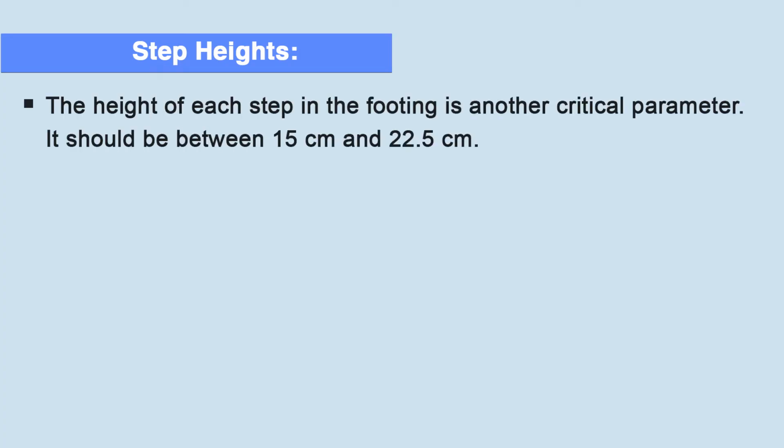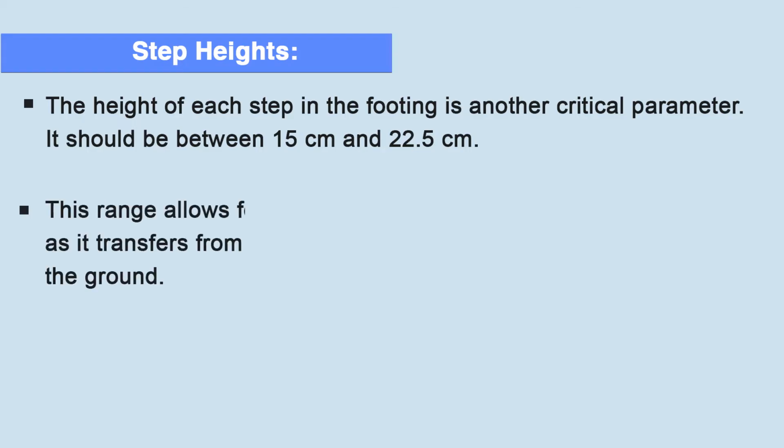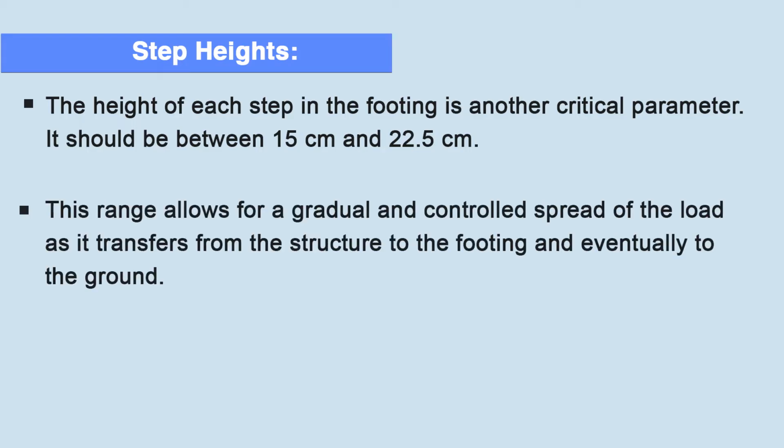The height of each step in the footing is another critical parameter. It should be between 15 cm to 22.5 cm. This range allows for a gradual and controlled spread of the load as it transfers from the structure to the footing and eventually to the ground. Properly proportioned step heights ensure that the footing remains stable under the applied loads and that the load is efficiently distributed across the entire base area.